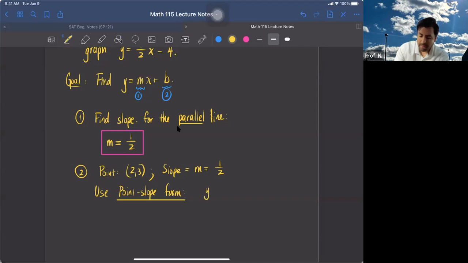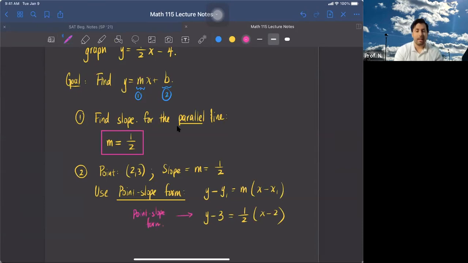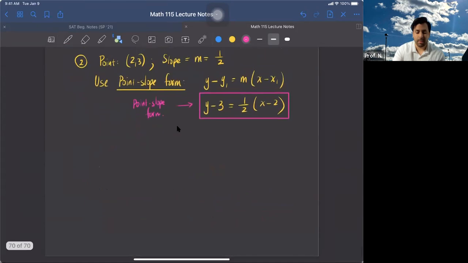So it'll be y minus y1 equals m times x minus x1. What's y1? y minus 3. What's m? 1/2. What's x1? x minus 2. I'm done. I got what's called the point slope form. So I'm done with finding the equation of the line. This is the equation of a line in what? Point slope form.